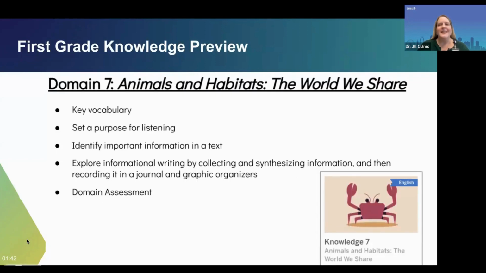Next, they will move into Domain 7, Animals and Habitats, the World We Share. This domain will introduce first graders to the wonders of the natural world, focusing on the interconnectedness of all living things with their physical environment and with one another. Students will learn about habitats and how to identify specific types and their related characteristics. They will learn to recognize different plants and animals as being indigenous to specific habitats, and will begin to develop an understanding of how plants and animals develop unique characteristics or features that enable them to adapt to the climate and conditions of their environment.